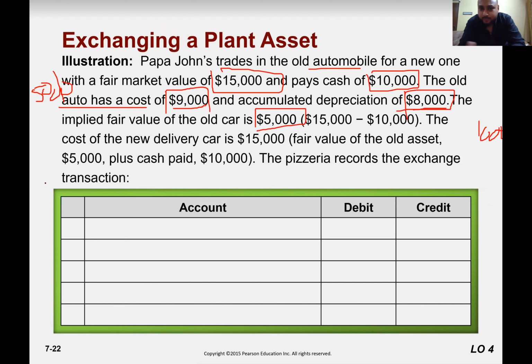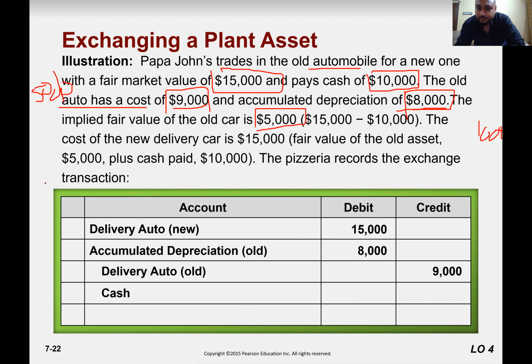Right? So how are we going to treat that one? The new car is an increase, a new asset, right? Asset increase 15,000. Cash is paid. Cash decrease 10,000. Right? 10,000.